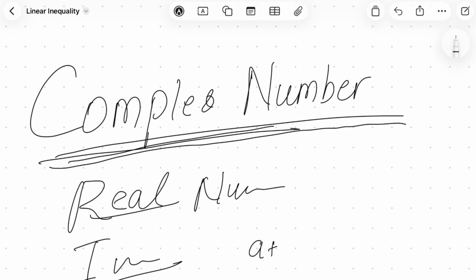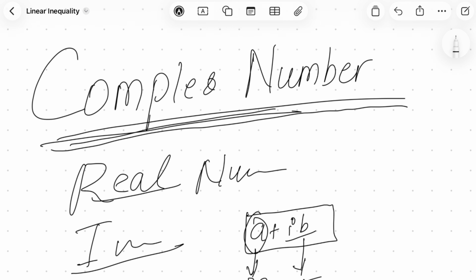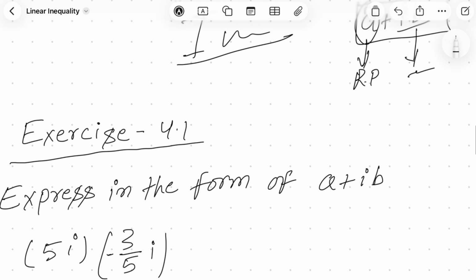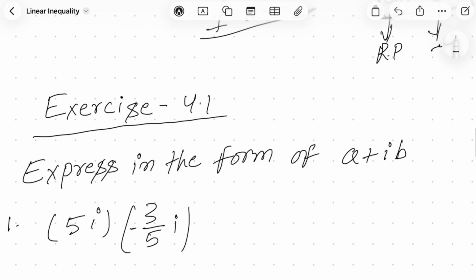When we write a plus ib, if you don't know the meaning of this, then this video is not for you. You must clear your basics first. This a is called the real part, and this ib is called the imaginary part. This is very important to solve this exercise. So let's move on and start solving our exercise 4.1.